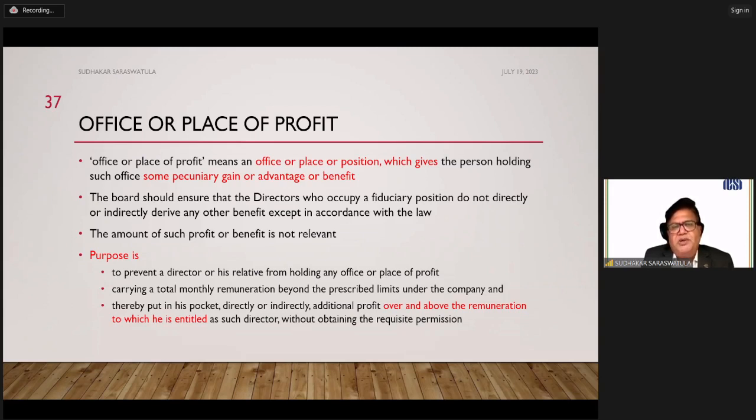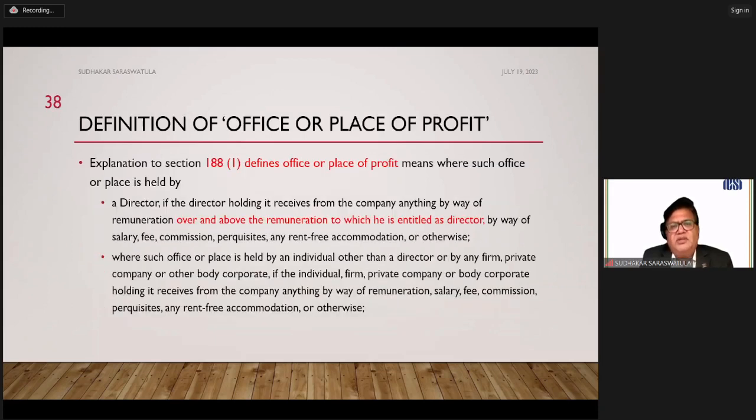The main purpose is to prevent a director or his relative from holding the office or place of profit and encashing the profits, carrying total monthly remuneration beyond the prescribed limits, and thereby putting in his pocket, directly or indirectly, over and above the remuneration whatever they are getting and whatever they are entitled for. So Section 188, subsection 1 defines office or place of profit as where a director holding it receives from the company anything by way of remuneration over and above what he is entitled to as a director.